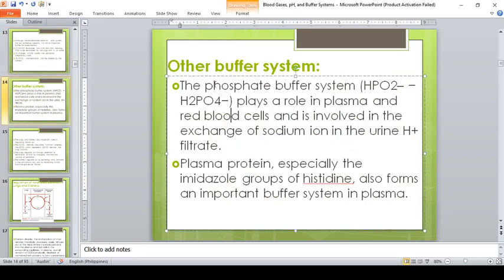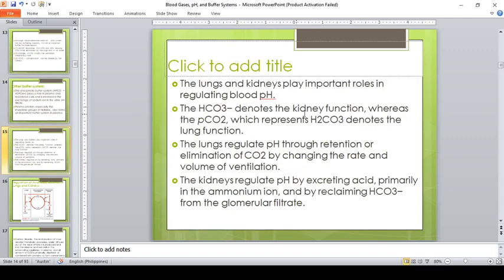Okay, so other buffer system, the phosphate buffer system, plays a role in plasma and red blood cells and is involved in exchange of sodium ion in the urine. So that is for hydrogen ion filtrate. So plasma protein, especially the imidazole groups of histidine, also forms an important buffer system sa plasma. Okay, so other buffer systems: plasma protein, and the phosphate buffer system.